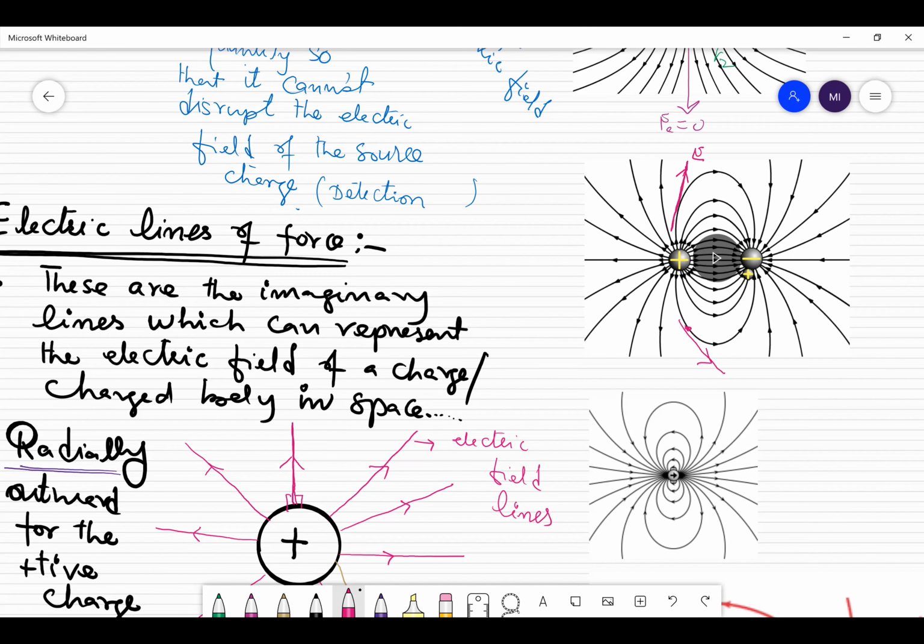Here, what is the direction of the electric field intensity, a physical quantity which is measurable? Here the direction is this one. So you see, for a system of charges, at different points the direction is not the same, it may be different, right? So this is for the system of charges.